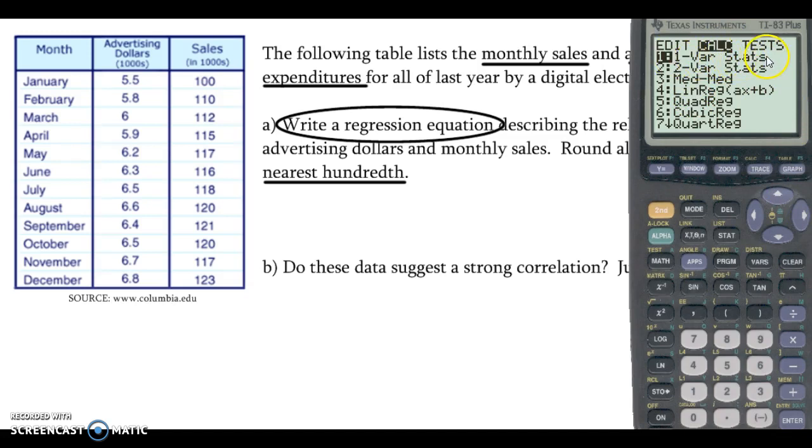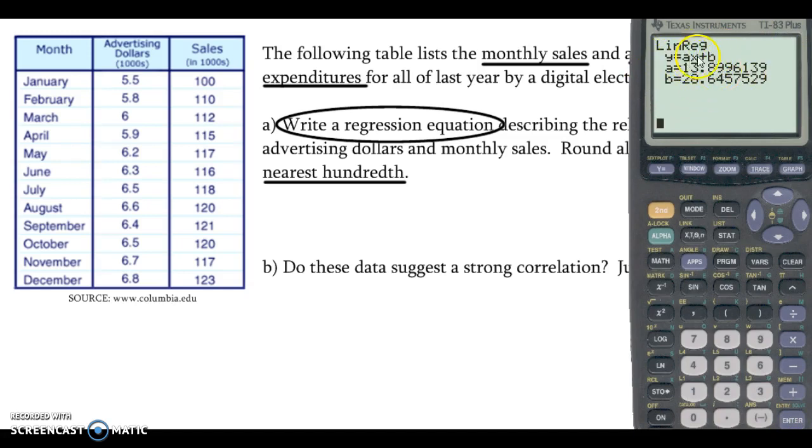One of our stats helps you find mean, median, mode, that kind of thing. Well, not the mode. The fourth one down here says LinReg, which is short for linear regression. So I'm going to press that. And then the calculator asks me, are you sure you want to do that? You say, yes, I'm sure. So the calculator is going to give you a little bit of information.